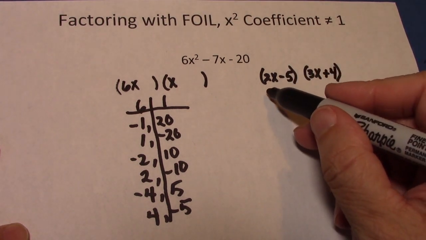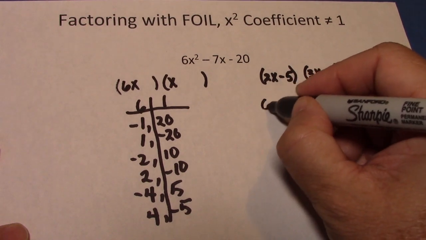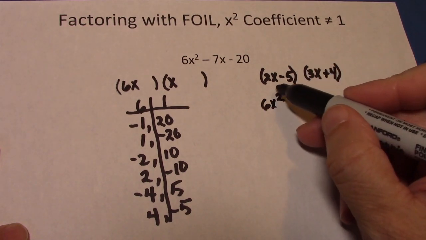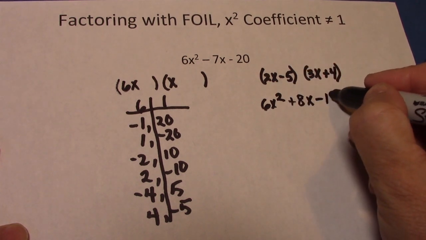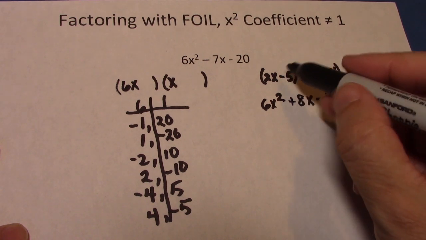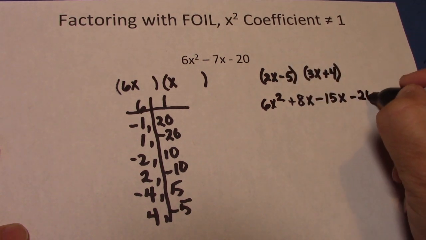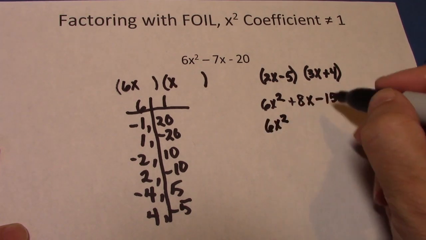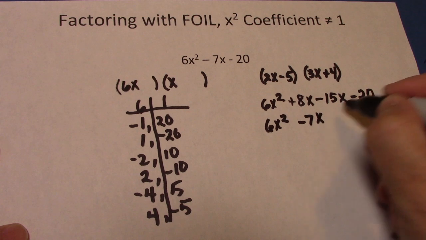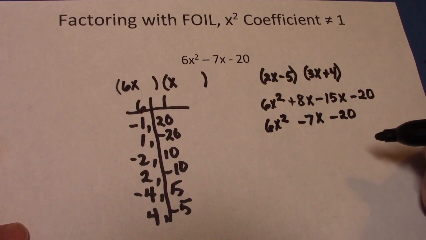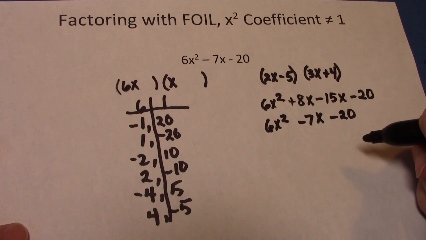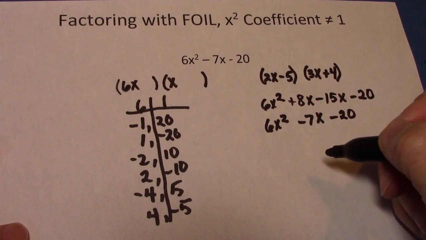Let's just prove that works. 2x times 3x is 6x squared. Outer is 2x times 4, that's plus 8x, minus 15x, that's my inners, and my lasts are going to be minus 20. Again, 6x squared, combining my like terms, minus 7x minus 20. Don't give up. The more practice you do, these will be more intuitive and you'll get there. And I also promise this is probably the most complicated you'll see in an intermediate math class.